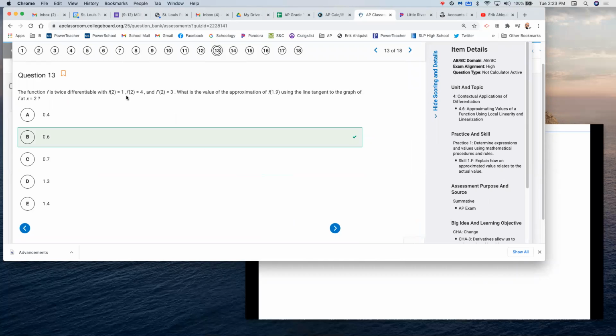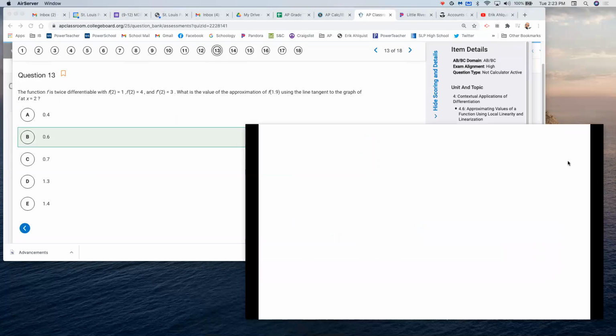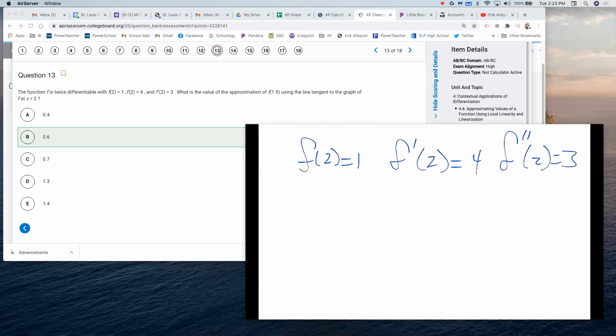This one's a little easier to see. I think this is the second derivative and this is the first derivative, but it's the same kind of problem. I think this problem is saying f of 2 is equal to 1, f prime of 2 is equal to 4, and f double prime of 2 is equal to 3. And so f of x is approximately equal to 4 times (x minus 2) plus 1, and then use 1.9. Okay.